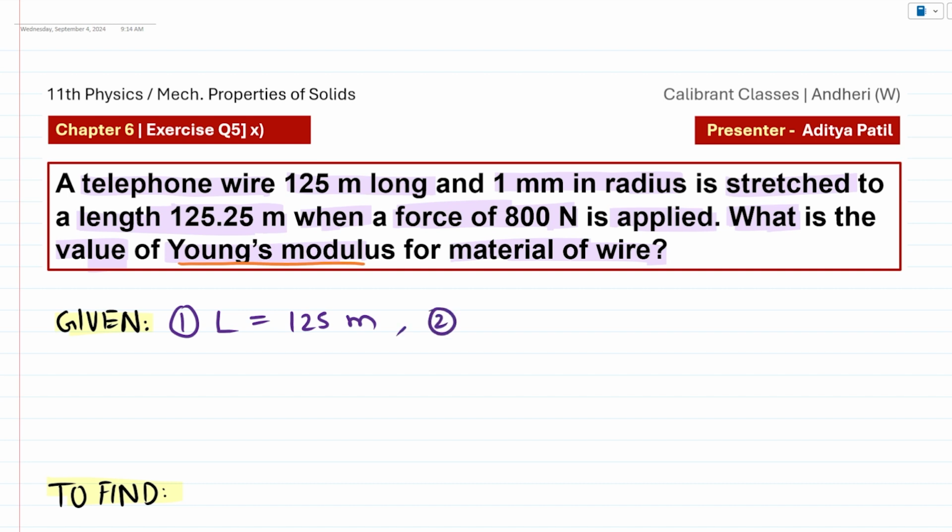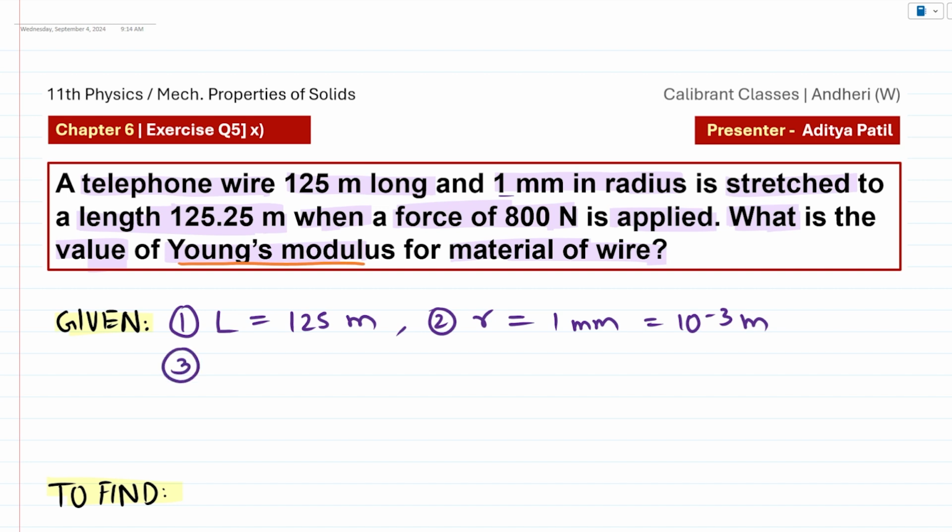Second quantity जो दिया है that is the radius for the wire. So let's represent it as small r and this radius is said to be 1 millimeter. And as you can see, a millimeter is not an SI unit and other quantities are in SI unit. So let's convert it into SI unit. So 1 millimeter becomes 10 raised to minus 3 meters. A very, very simple unitary conversion. Hope you're comfortable with it. Or else you'll have to learn.